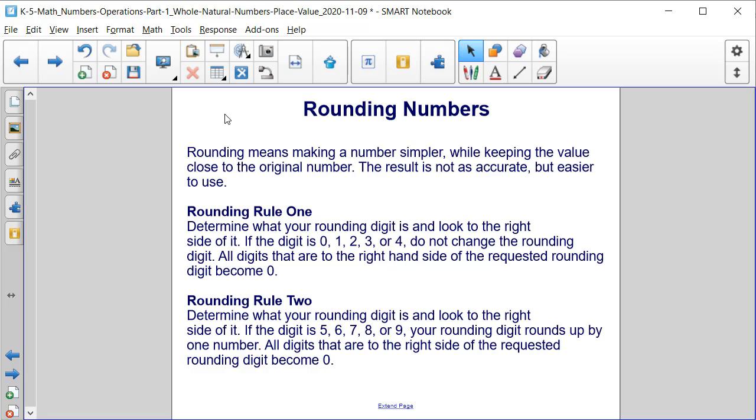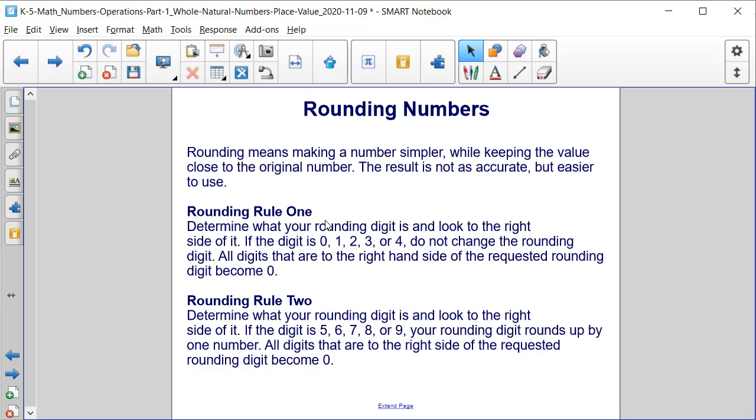The first rule of rounding is to determine what your rounding digit is and look to the right side of it. If the digit is 0, 1, 2, 3, or 4, do not change the rounding digit. All of the digits that are to the right-hand side of the requested rounding digit will become 0.